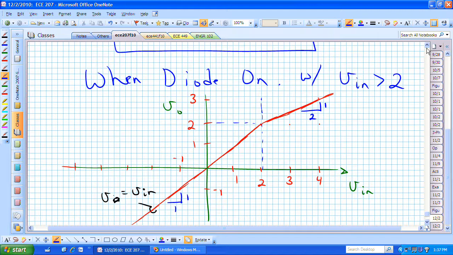I think that's probably enough for today. We went through 3 problems for the diode, and they all were interesting problems, and I hope that helps you be a little bit more comfortable with working these diode problems.